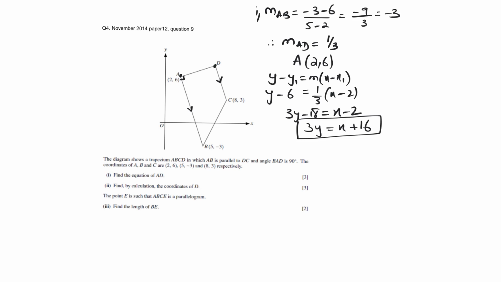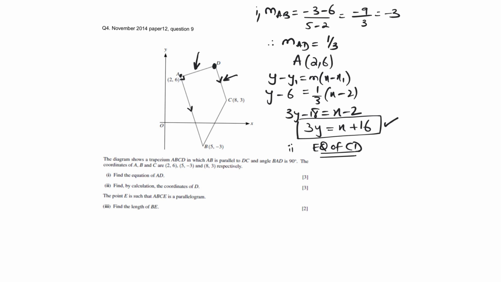In the next part, they are saying find by calculation the coordinates of D. You need to find this coordinate. Now this coordinate D is the intersection of line AD and line CD. So we already have the equation of AD with us. We need to find the equation of CD.